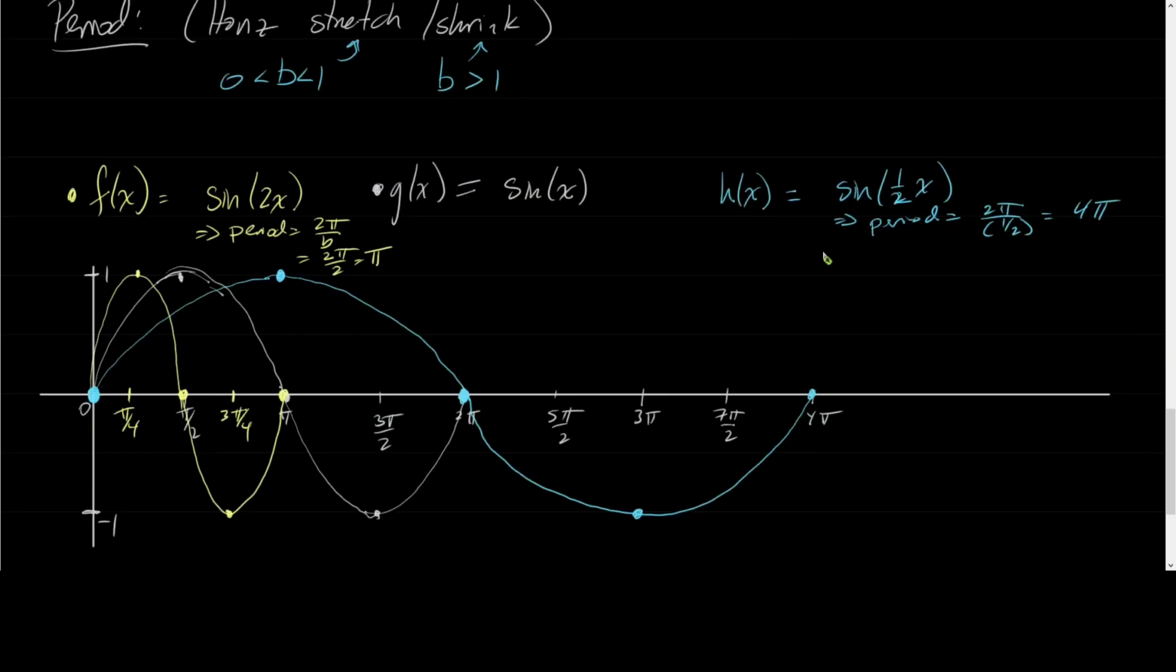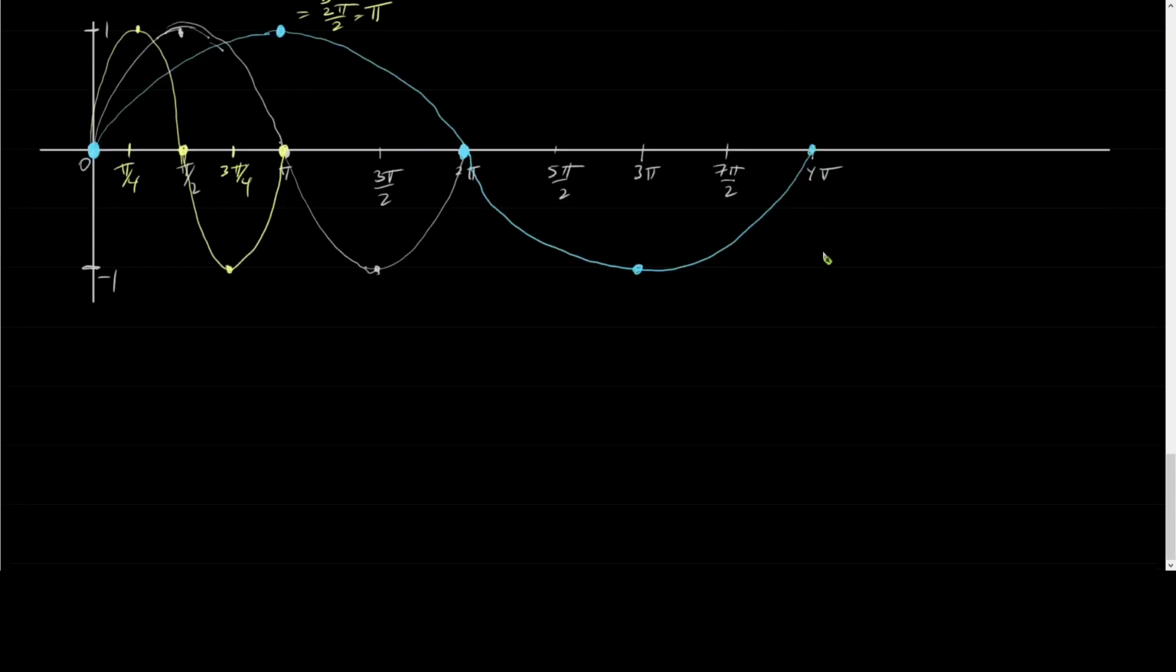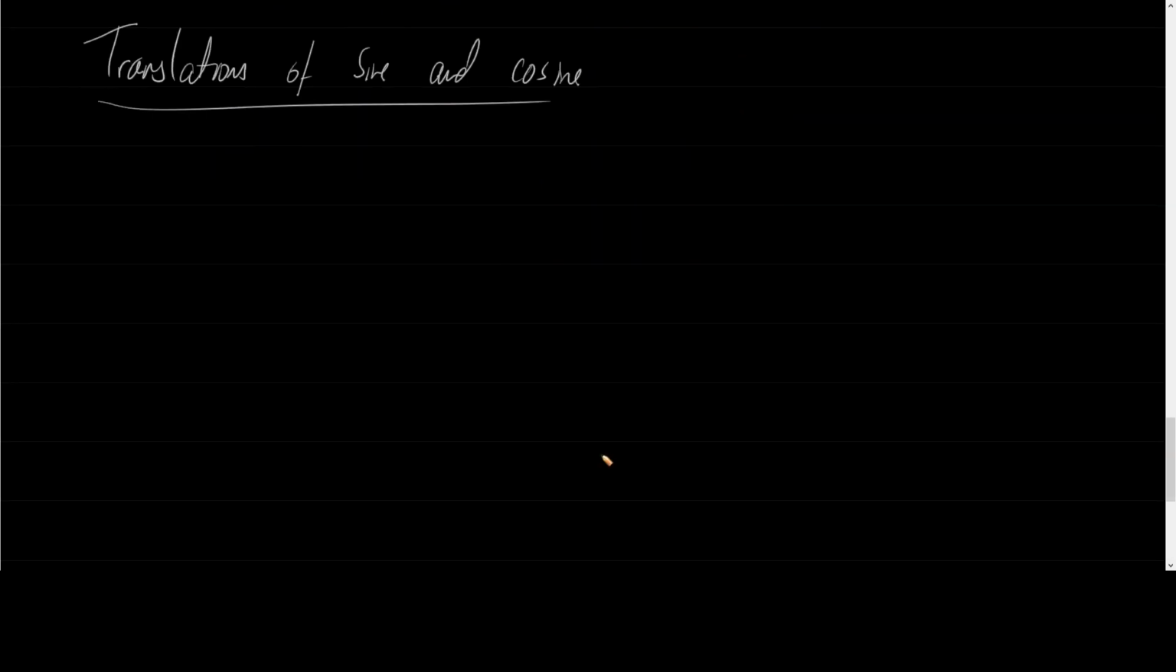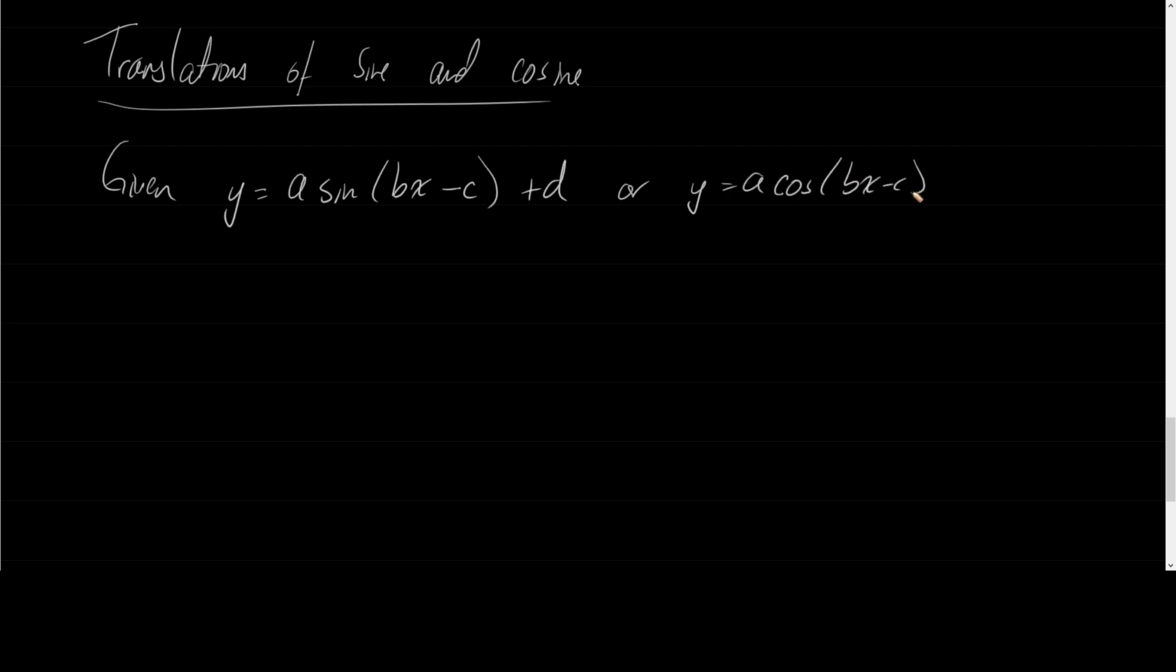Now let's talk about translations. Remember, translations were shifting left, right, up, or down. So let's look at translations of sine and cosine. So in here, we're going to say, given that we have a function y is equal to a sine of bx minus c plus d. All right, we're going to talk about what these all mean. Or y is equal to a cosine of bx minus c plus d.